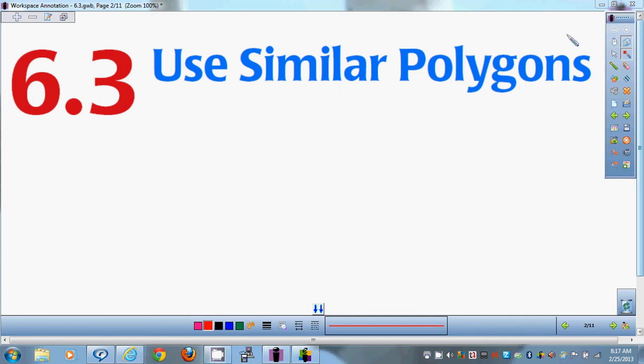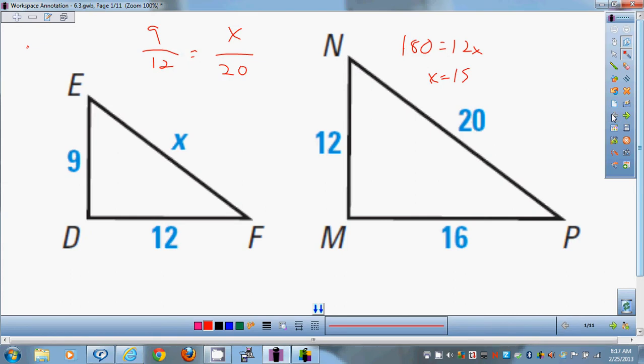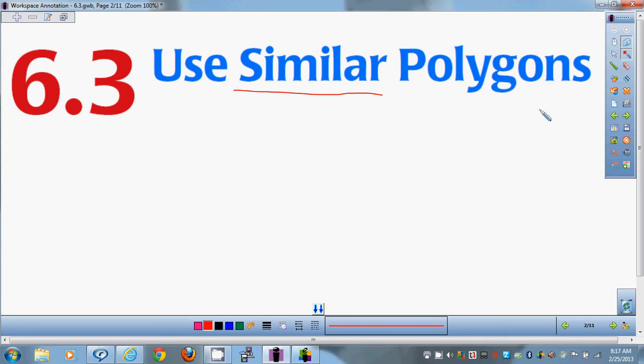If two shapes are exactly the same, what's the big C word we've been calling them? Very good, they're congruent. But sometimes two shapes aren't the same. They're like these. They're different sizes, but other than that, they seem pretty much the same. So for those shapes, we call them similar.